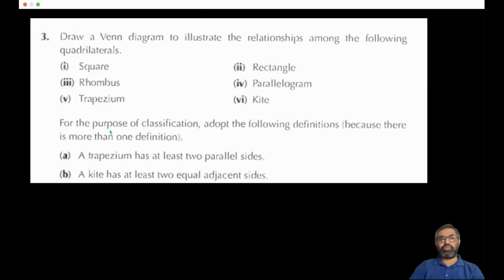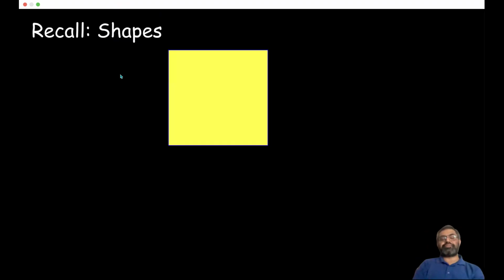For example, square. So we know a square is a quadrilateral with all equal sides, but at the same time, it has 90-degree angles, right? So opposite sides are equal. So all sides are equal, so opposite sides are also equal, which is the definition of a rectangle. So it means a square is also a rectangle. And similarly, we can think about parallelogram, kite, trapezium, rhombus. So before we get into the Venn diagram and do classifications, it's good to recall all these shapes.